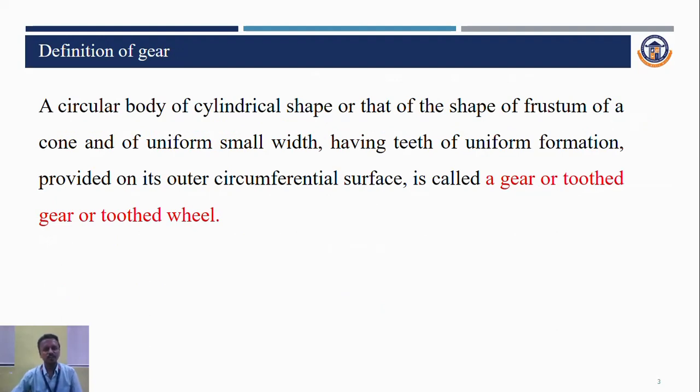Next, definition of gear. A circular body of cylindrical shape or that of the shape of frustum of a cone and of uniform small width, having teeth of uniform formation and provided on its outer circumferential surface is called a gear or toothed gear, or otherwise you call it as toothed wheel.